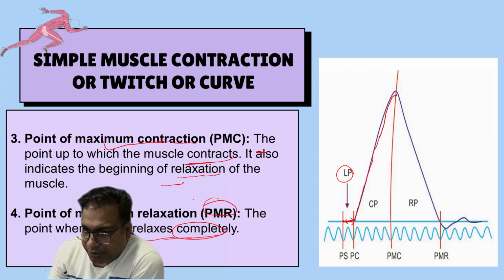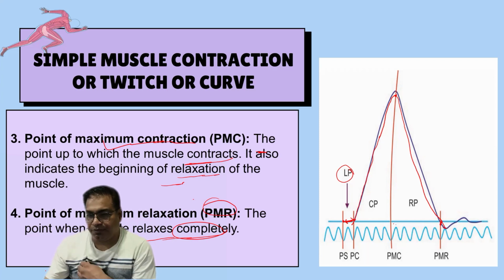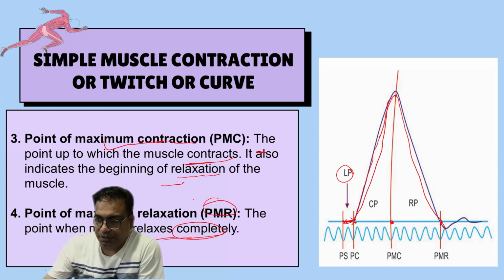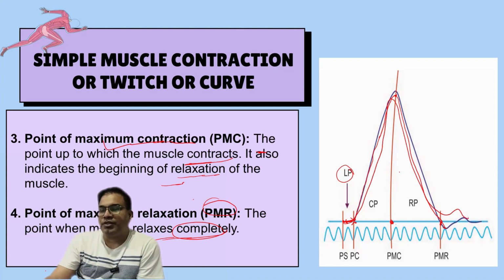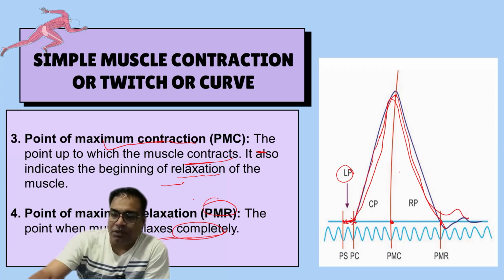This is the point of maximum contraction. And now come to the relaxation of the muscle. It is the relaxation period, and this point is the maximum relaxation. This point is the maximum contraction, this is the point of contraction, and this is the point of stimulation. So this is the simplest curve shown by muscle contraction. We call it muscle twitch or a curve.